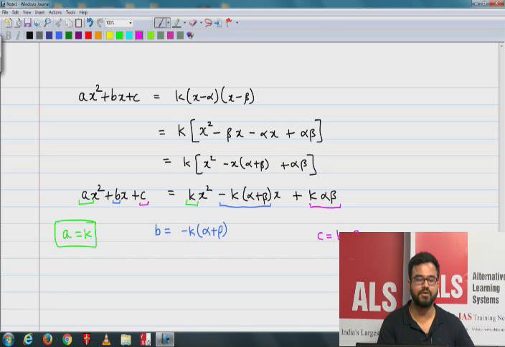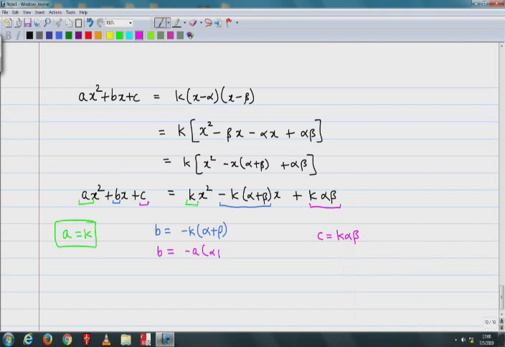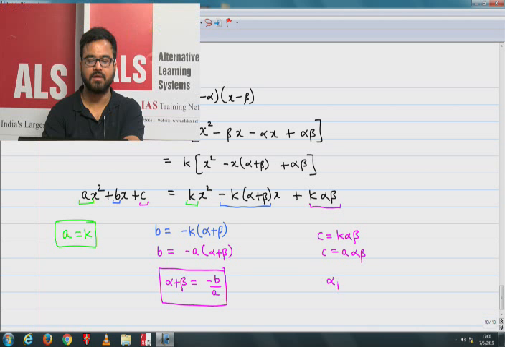Now from the first thing we know that a is equal to k. So in place of k we can substitute a. So in the second equation we can write b is equal to minus a times of alpha plus beta, and in the third case also we can write c is equal to a alpha beta. In place of k I have substituted a. So from the second equation, alpha plus beta, this minus a will go in the denominator, is equal to minus b over a. That is the value of alpha plus beta, and from here alpha beta is equal to c upon a. That is the value of alpha beta. So this is the relationship which we have to find finally.